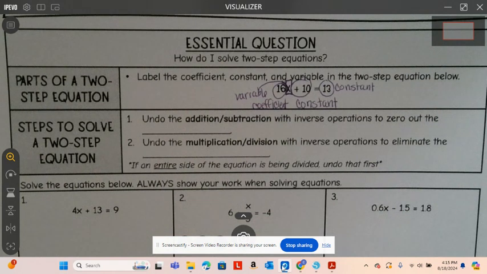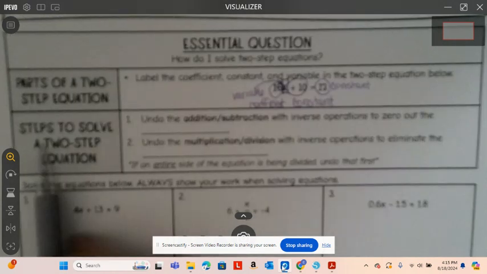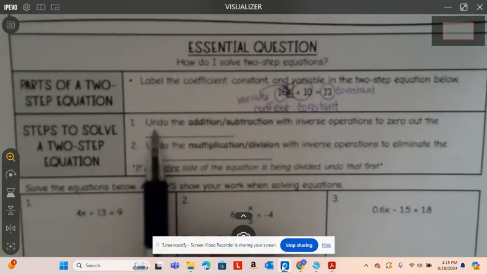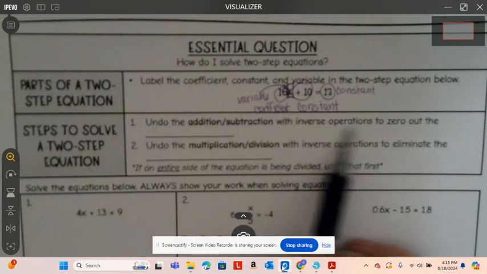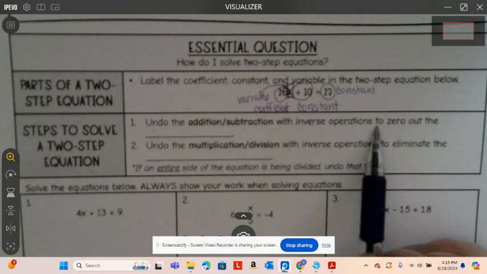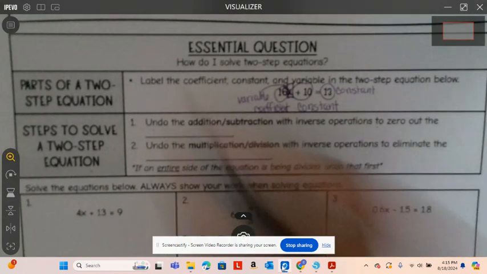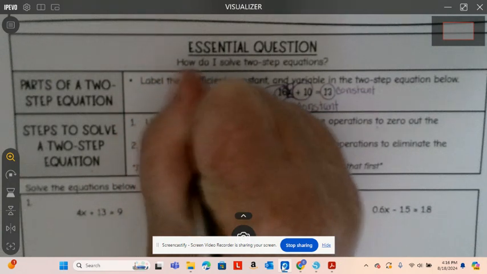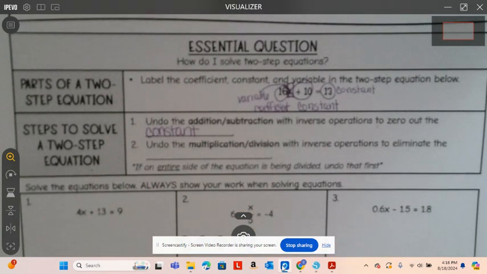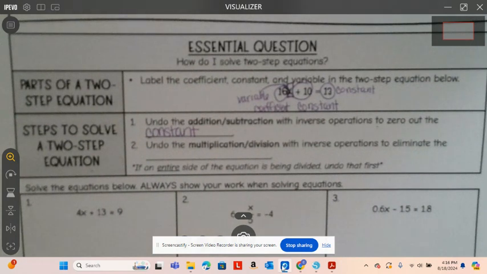Okay? So if we look here for the steps to solving a two-step equation, the first step is to undo the addition or subtraction with inverse operations to zero out the constant. We're trying to get rid of the constant. So you're going to use addition or subtraction to get rid of the constant first.